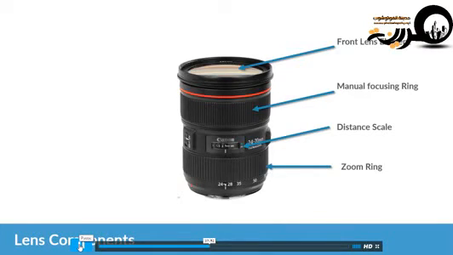We have a zoom ring located on the lens as well. The zoom ring allows us to zoom in and out if it's a lens that's capable of zooming in and out.